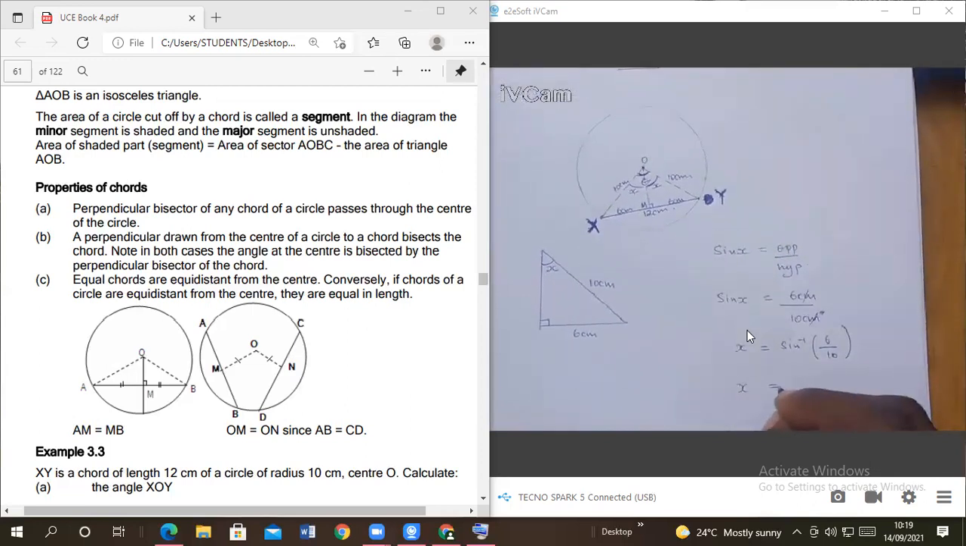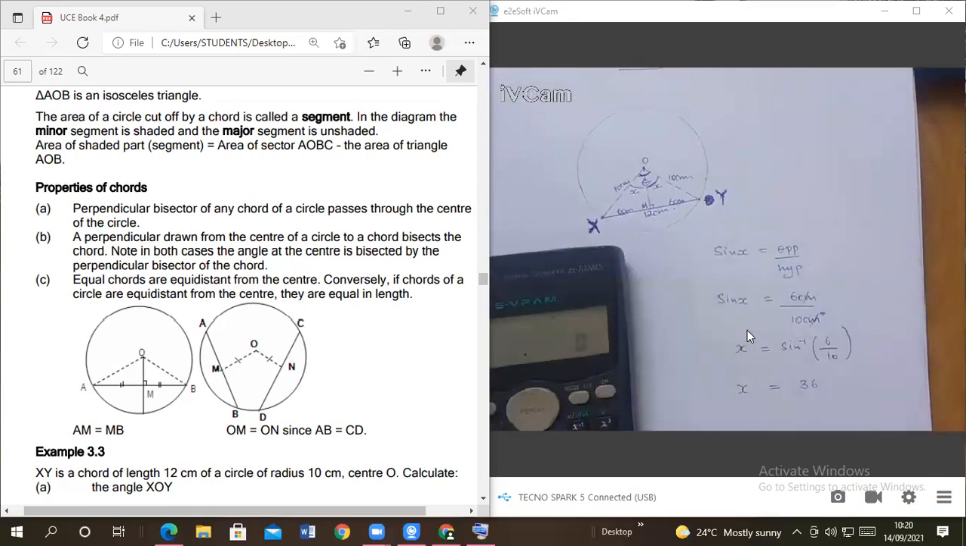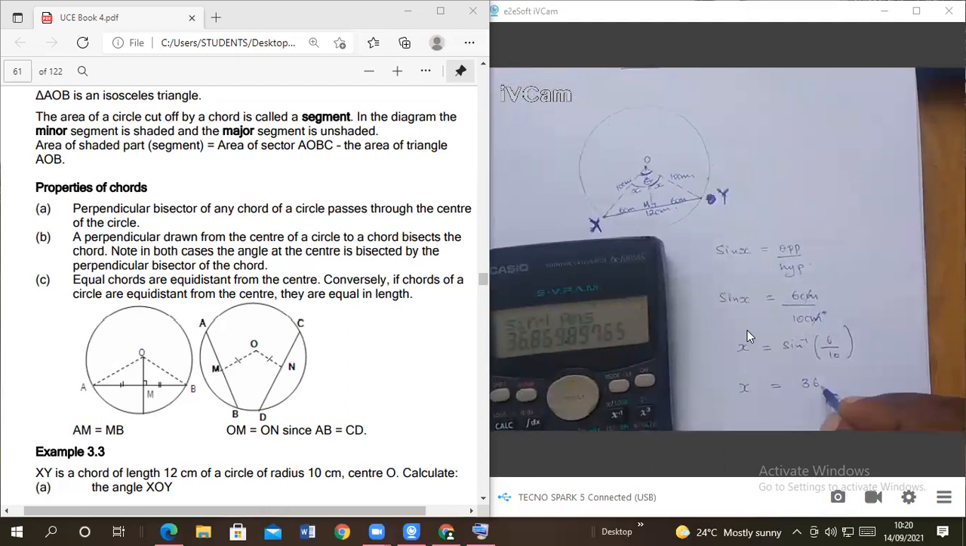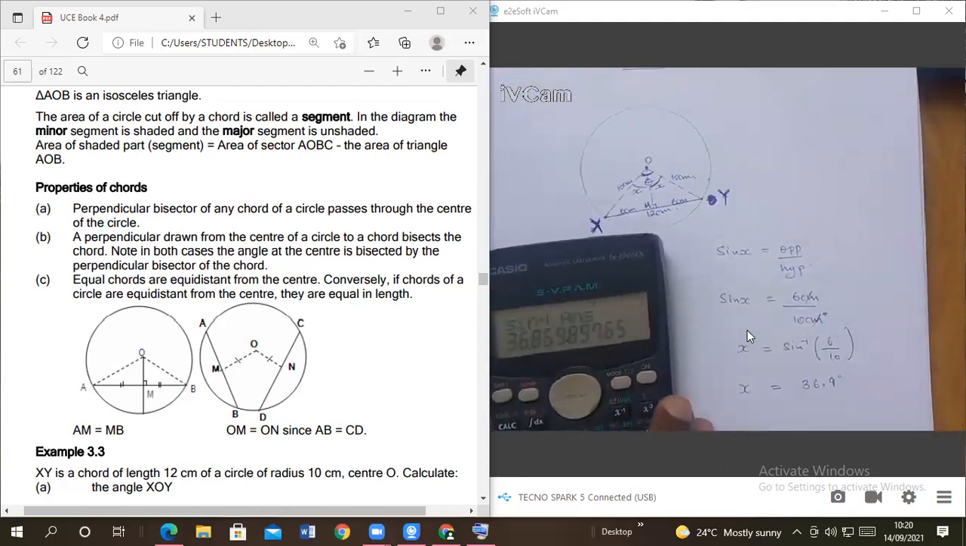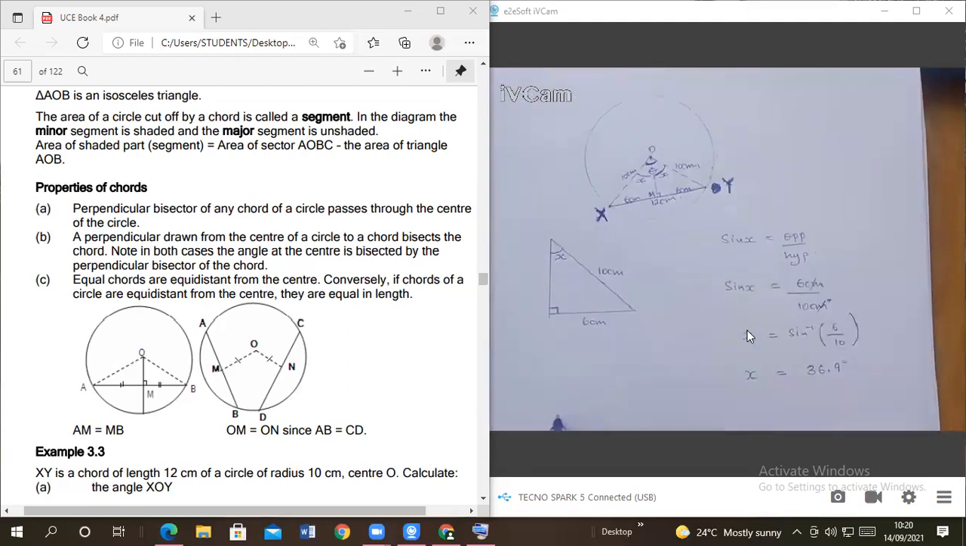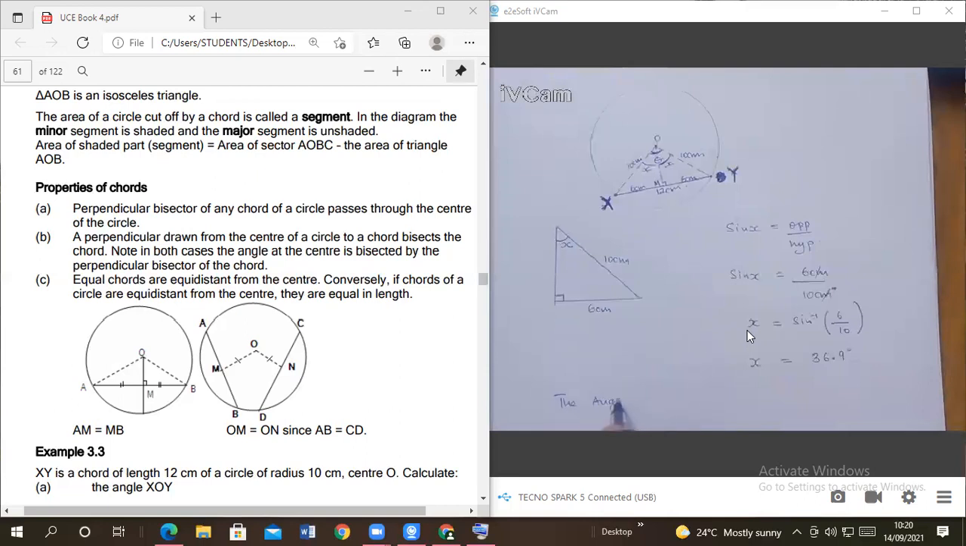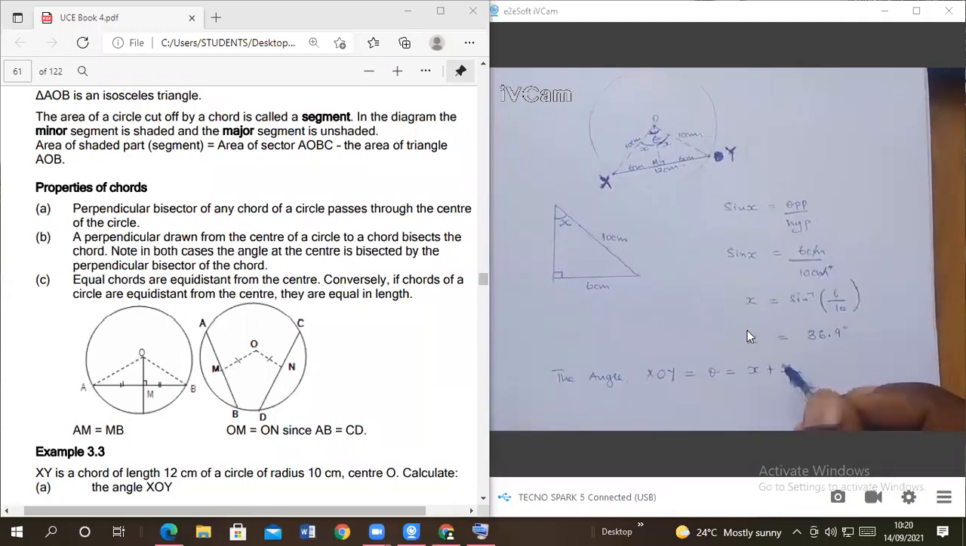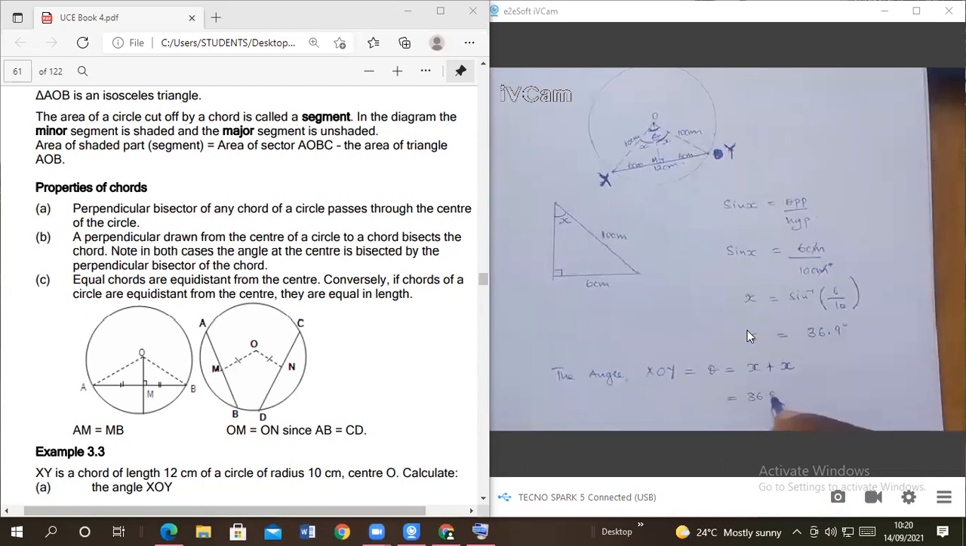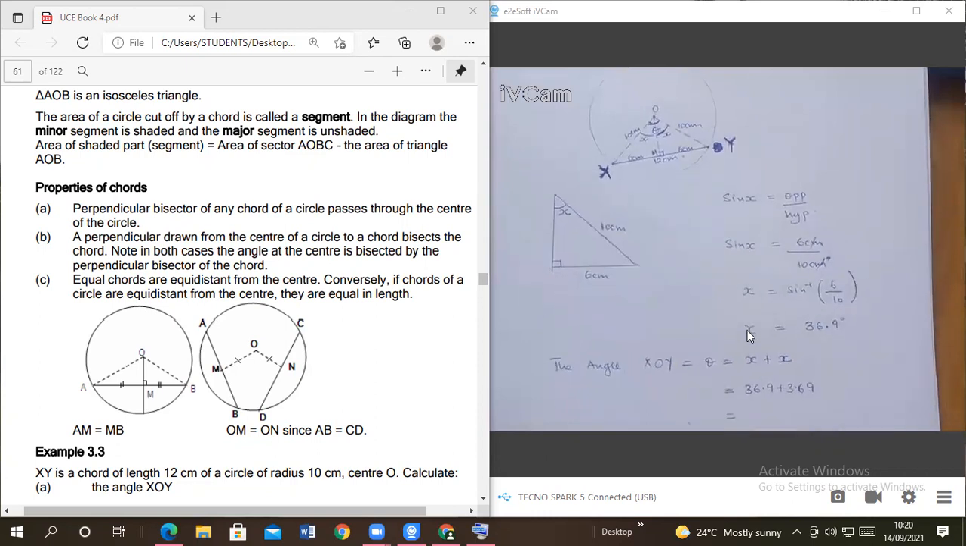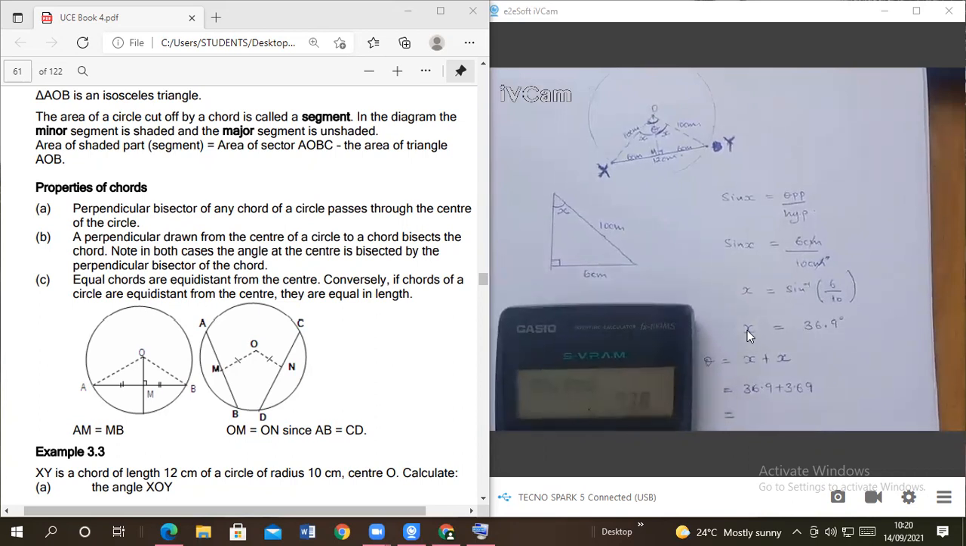And X will be equal to 36.87. Okay, you can say 36.9 degrees. Are we together? So it means that my angle theta, the angle which they want, which is X or Y, is equal to X plus X, isn't it? Which is 36.9 plus 36.9. So it is the same as 36.9 times 2. And what do I get? 70 what?